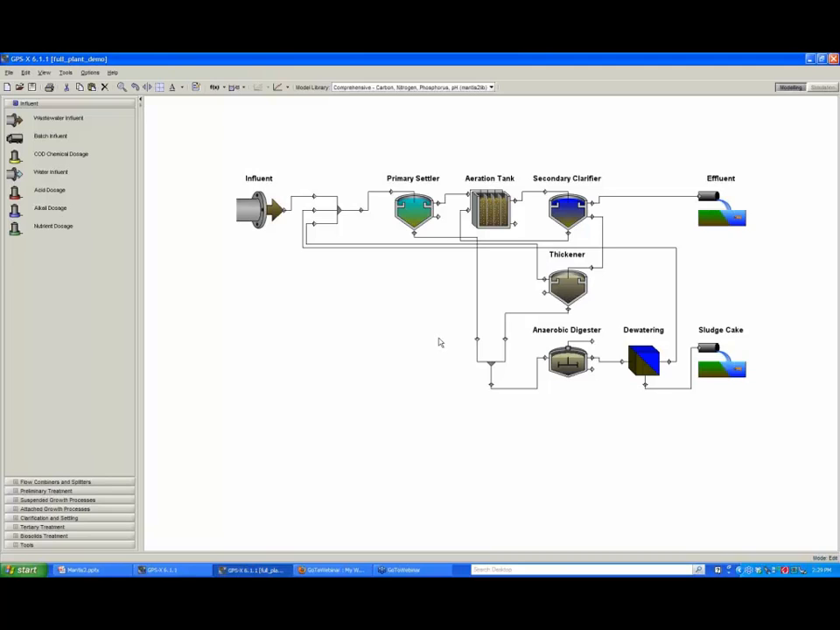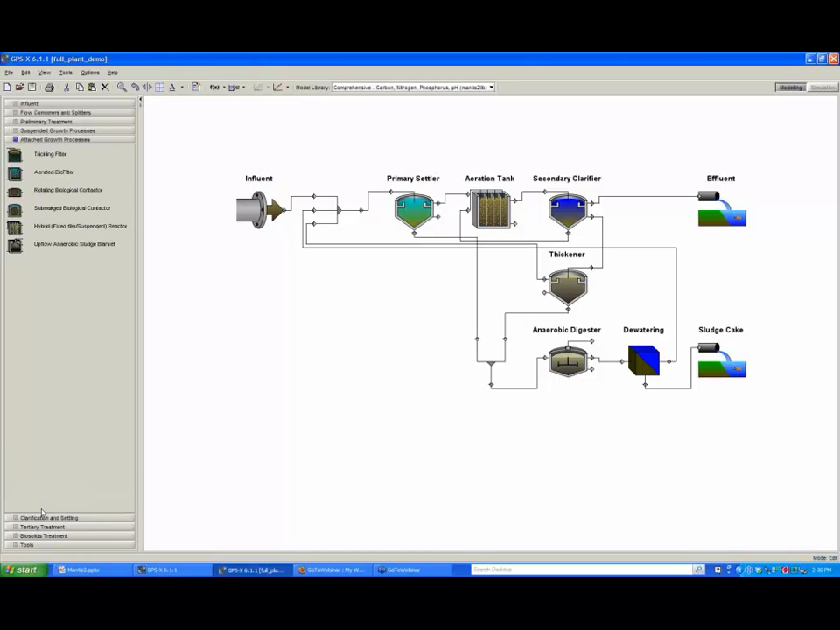So this is how it looks basically, and if you look at the center here on the toolbar, you can select between different libraries, and at the bottom you will see the comprehensive carbon, nitrogen, phosphorus, pH, Mantis2 library. To use the Mantis2 model, you have to be in this comprehensive library. On the left-hand side, there are some additional objects: acid dosing object, alkali dosing object, nutrient dosing objects. These objects are not available in other libraries.